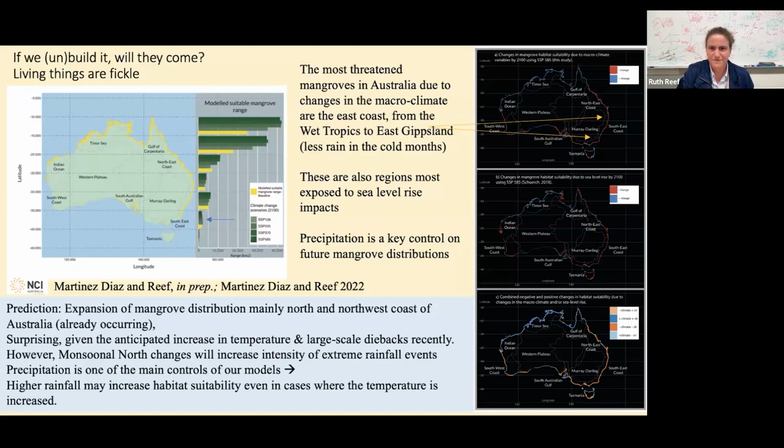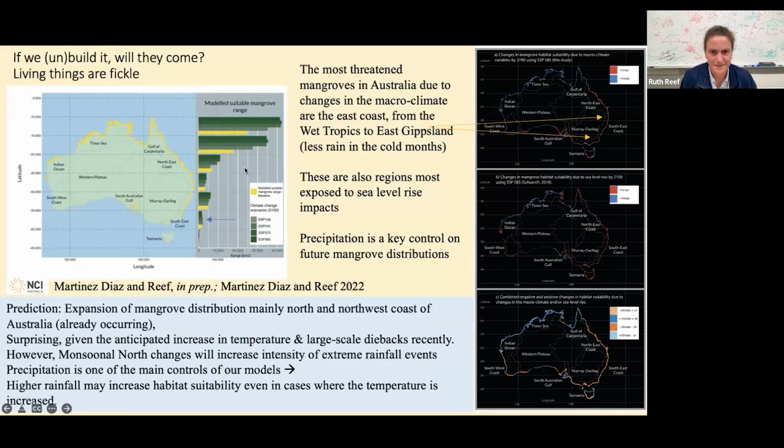But of course, biology is fickle. And we also have climate change happening. And I'd like to plug here the work of Dr. Maria Carmen Martinez-Diaz, who now works for CSIRO in Townsville. And she looked at the biogeography of mangroves and how they would change when climates change. So we're counting on them to capture sediments here and there. Are they going to even be there, right?